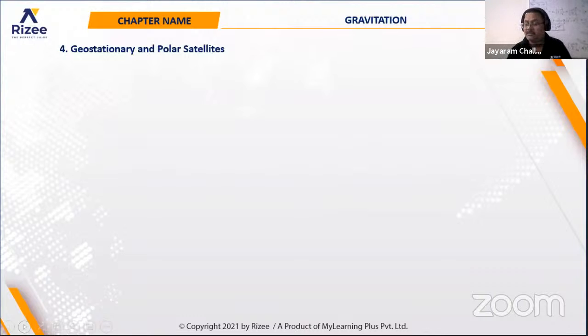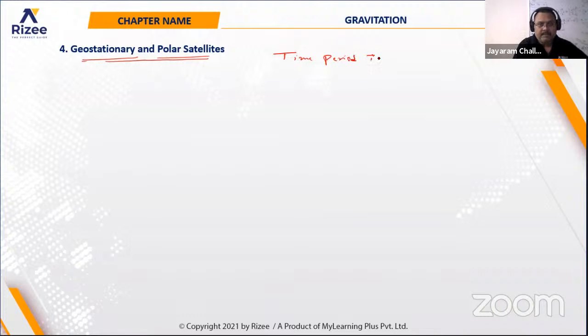Next type is basically the geostationary satellites and the polar satellites. What do you mean by geostationary satellites? The satellites whose time period is equal to, whose time period is equal to what? The time period of Earth.